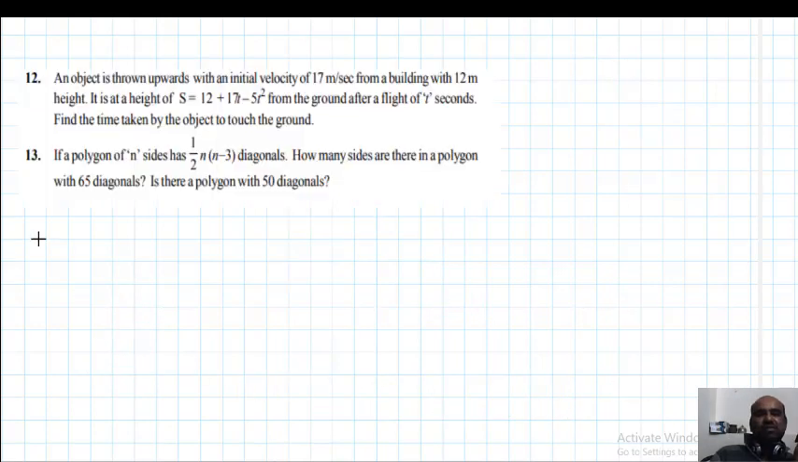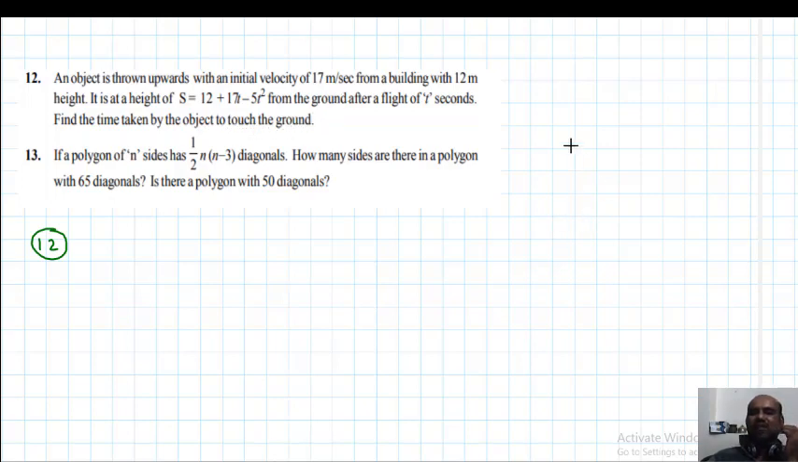Okay, next, 12th problem. An object is thrown upwards with an initial velocity of 17 meter per second from a building of 12 meters height. It is at a height of s, that is 12 plus 17t minus 5t square from the ground after a flight of t seconds. Find the time taken by the object to reach the ground.